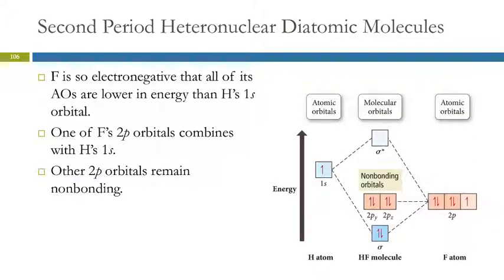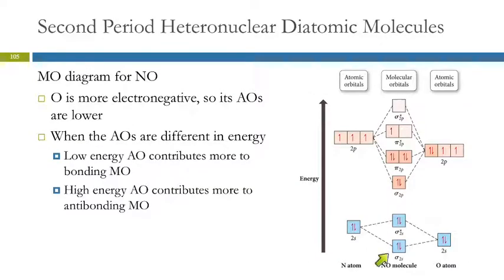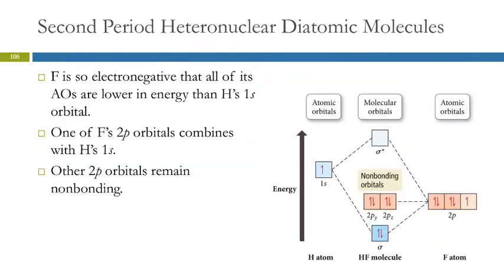Funny thing with fluorine. Fluorine is the most electronegative element. It is so electronegative that all of its atomic orbitals are lower in energy than hydrogen's 1s orbital. You look at these, and it's like we don't even have the 1s orbitals on here, right? They're down here. They're lower than this. And these guys are roughly comparable. But here, hydrogen's 1s orbital is higher in energy than the 2p orbitals on fluorine. So that's kind of crazy.